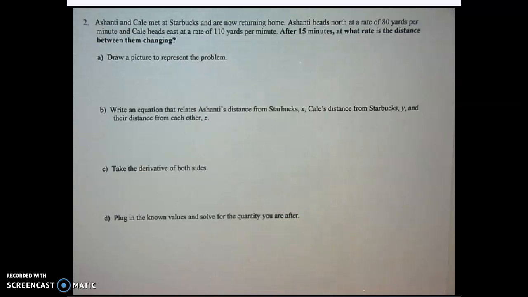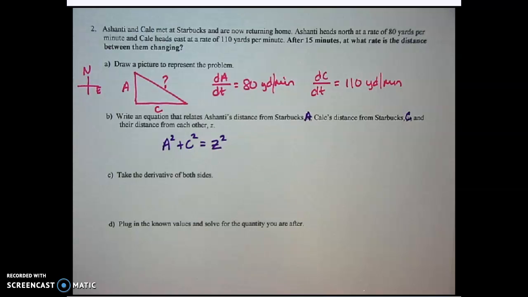And then I think you can also get to part B, so you can write an equation that relates Ashanti's distance and Cale's distance from Starbucks and each other. So I'm hoping you recognize that this was a triangle problem, so we simply drew a triangle, and we know that Ashanti heads north at a rate of 80 yards per minute, so my dA/dt, the rate at which Ashanti is moving, is 80 yards per minute. And dC/dt, the rate at which Cale is moving with respect to time, is 110 yards per minute.